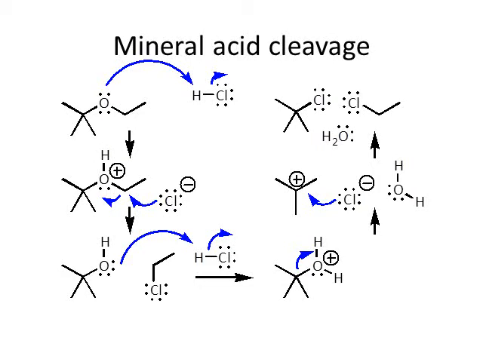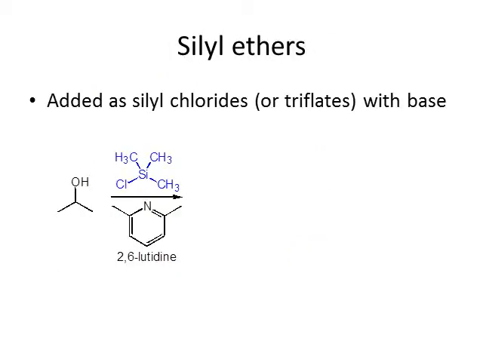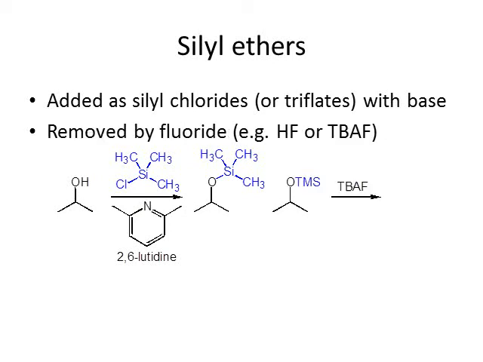But that's pretty much it for ethers. They don't do much else. I'll mention a couple of related things. Siloethers are silicon analogs. Instead of carbon, oxygen, carbon, you make carbon, oxygen, silicon. So if I treated an alcohol with a base and trimethylsilyl chloride, TMS chloride, I'll make a trimethylsilyl ether. This is sometimes abbreviated as a TMS ether.